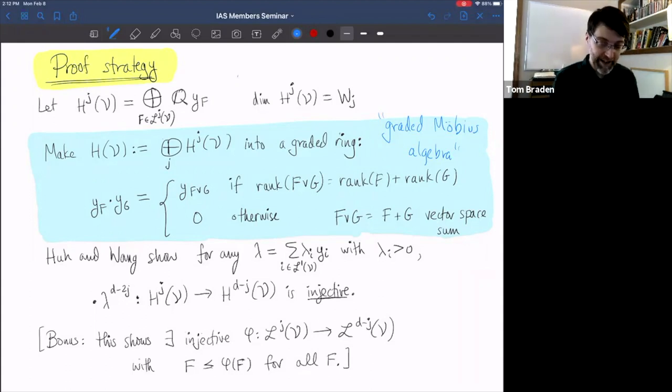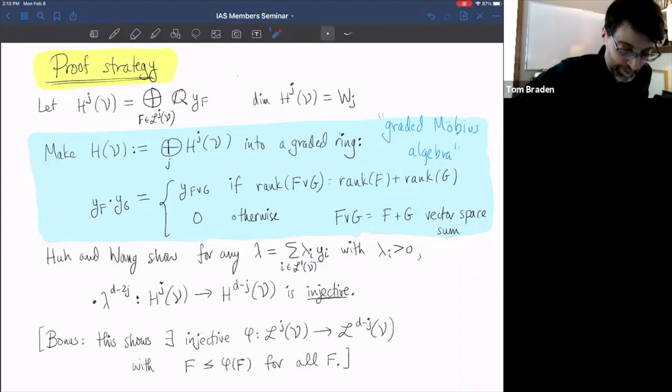And they show that if you take a nice element in degree one, you take a span of the elements in degree one where all the coefficients are positive, then when you multiply between degree j and degree d minus j, you get an injective map. And that proves the theorem because the dimension of the j dimensional piece is w_j and the dimension of the d minus j dimensional piece is w_{d-j}. So you have an inequality that you want.